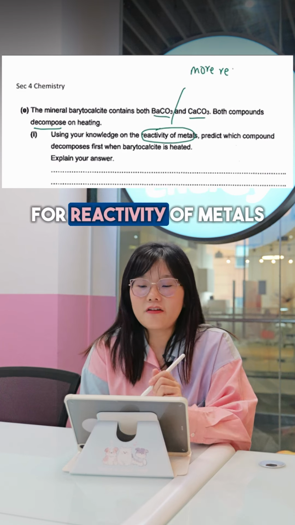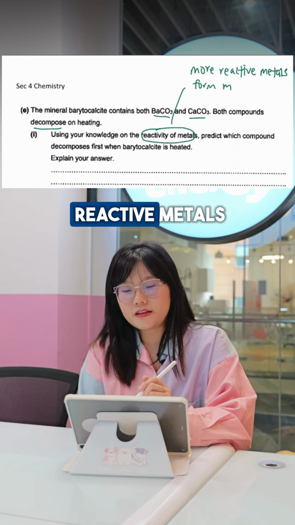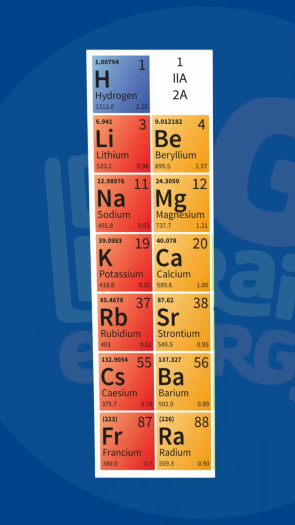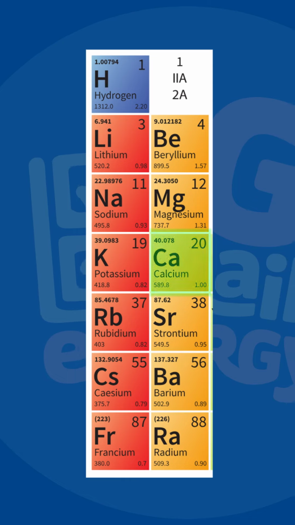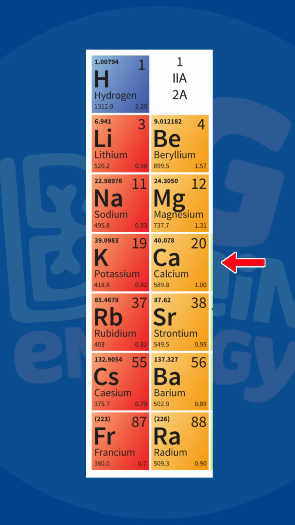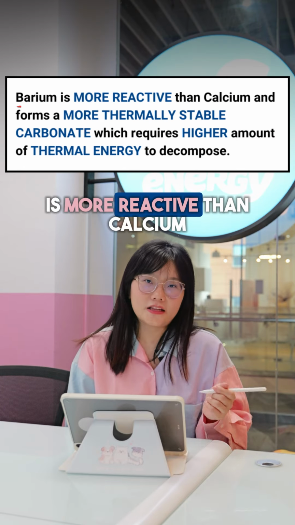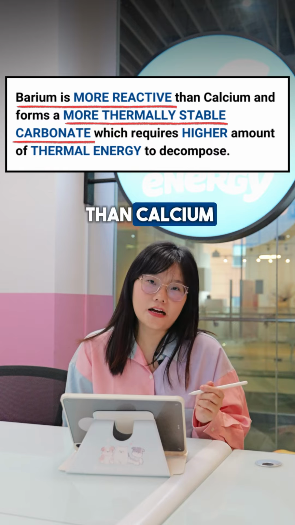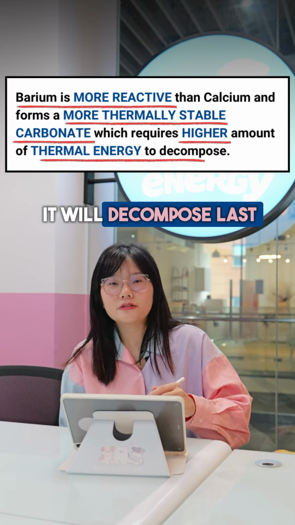For reactivity of metals, we know that more reactive metals form more stable carbonates. If we look at the periodic table, both barium and calcium are in group 2. However, barium is lower than calcium, which means that it is more reactive than calcium. So it will form a more stable carbonate than calcium carbonate, and that means it will decompose last.